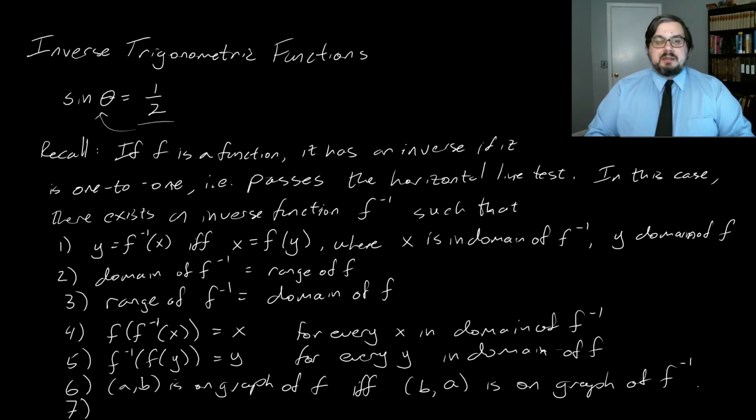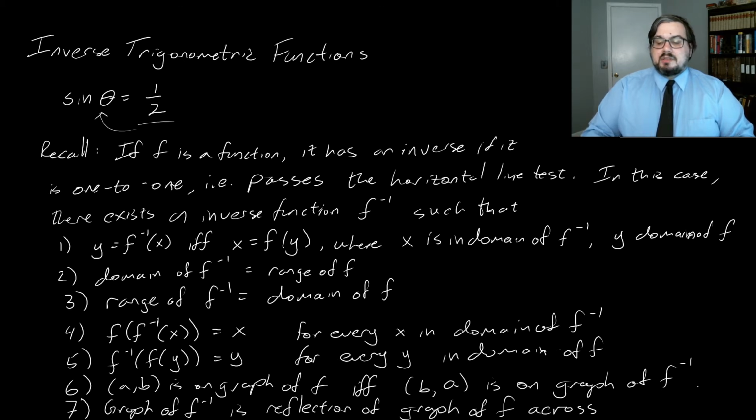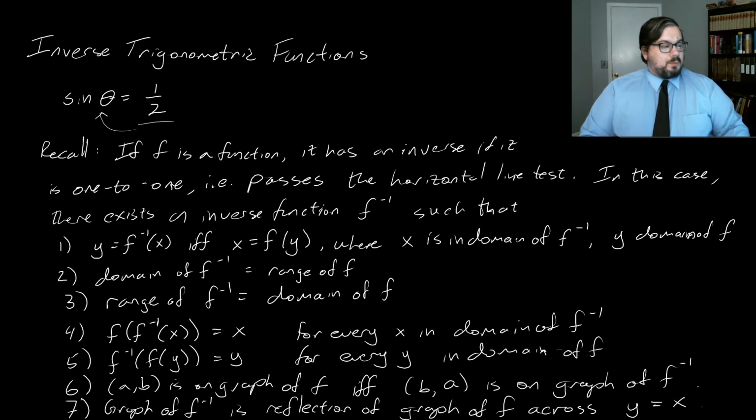One way of interpreting property 6, which is property 7, is that the graph of f inverse is the reflection of the graph of f across the line y equals x. So these are functions that we often look at in the abstract in algebra, and there are lots of inverse functions that we look at that are very important. For instance, the exponential functions and the logarithmic functions are inverses of one another that we work with.